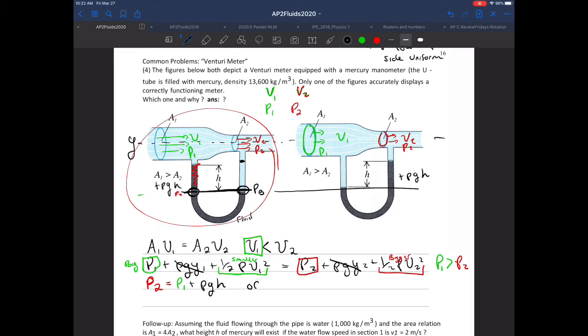Or, if we're looking at the other one being correct, this is our P bottom here, and P bottom is the same all the way across. So P bottom equals P2 on top plus rho g h of the mercury column. And since P1 is greater than P2, this is the solution that makes sense, not this one.